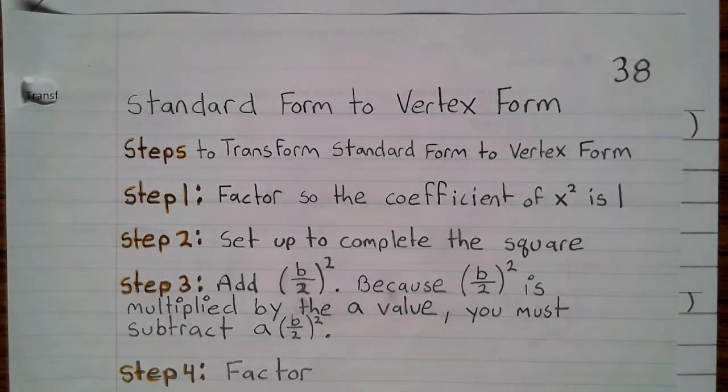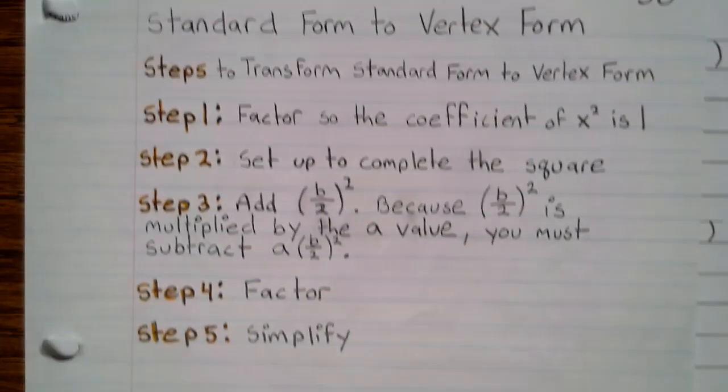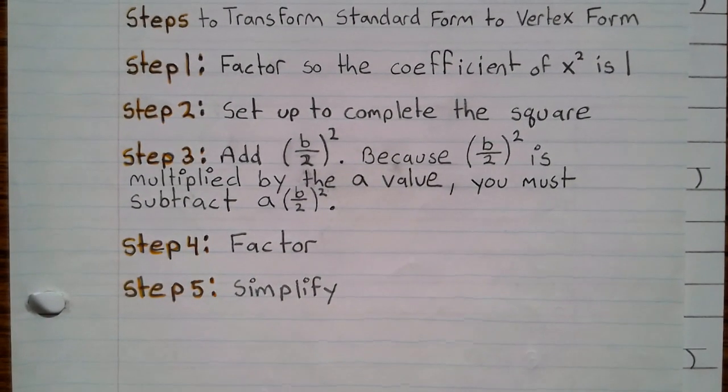Journal page 38, standard form to vertex form. Steps to transform standard form to vertex form. Step 1, factor so the coefficient of x squared is 1. Step 2, set up to complete the square. Step 3, add b divided by 2 squared. Because b divided by 2 squared is multiplied by the a value, you must subtract a times b divided by 2 squared. Step 4, factor. Step 5, simplify.